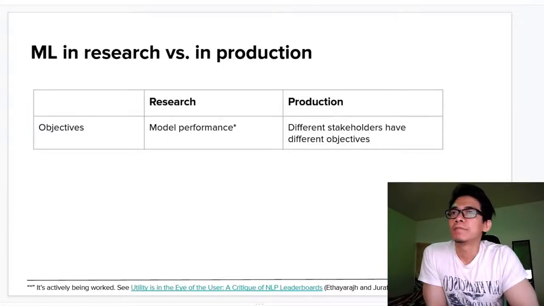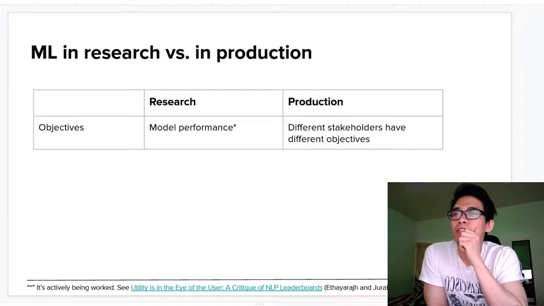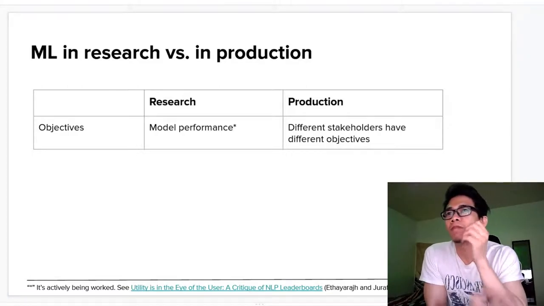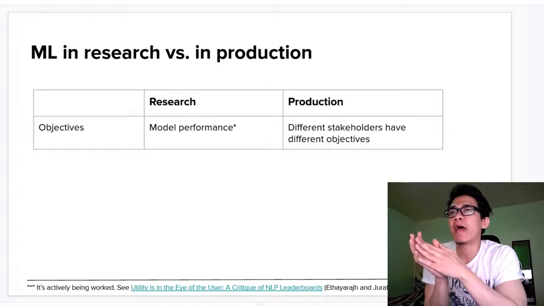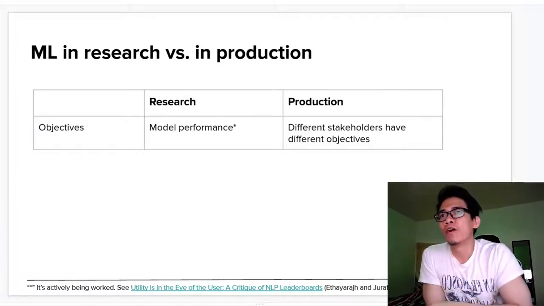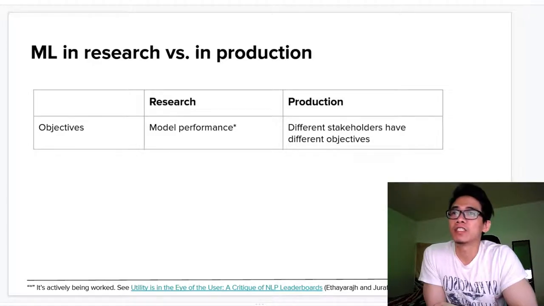The difference in objective is that in research it is model performance and in production it is different stakeholders having different objectives. Actually, in research, the objective is not only model performance. Research in general is about expanding human knowledge. So the goal of a published paper is to receive some new insights, some new wisdom. And a lot of papers are about proposing new models, new architectures, new techniques that improve performance.